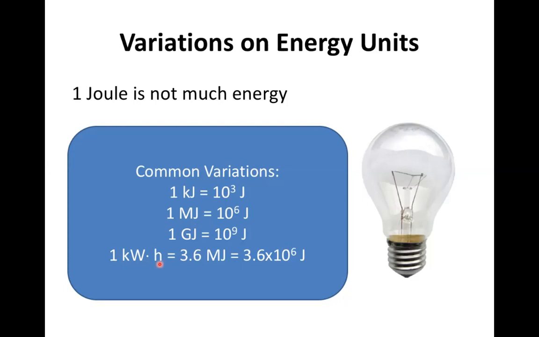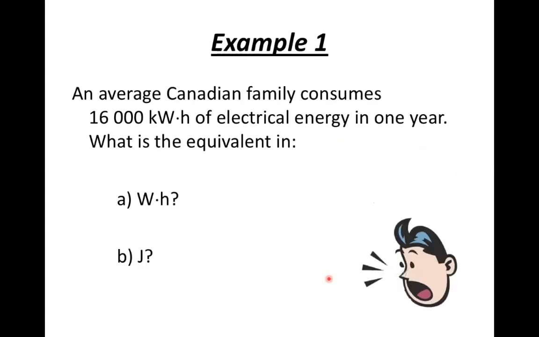It makes it a bit easier to understand how an appliance rating would work if there was an appliance like a light bulb, a 60-watt light bulb. If we run that for 1 hour, that's 60 watt hours of energy. So that would be 0.06 kilowatt hours. Anyways, these conversions can be used in our unit analysis to convert from one unit of energy to another.